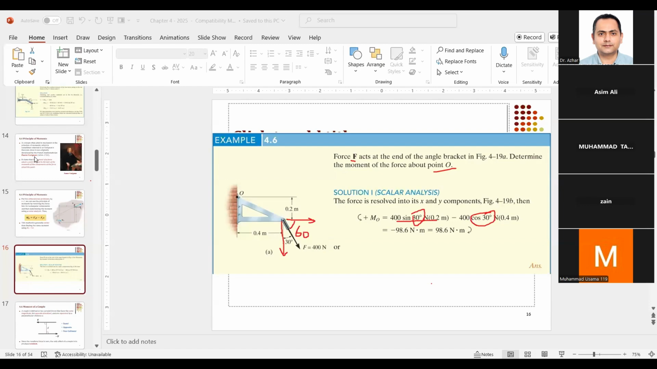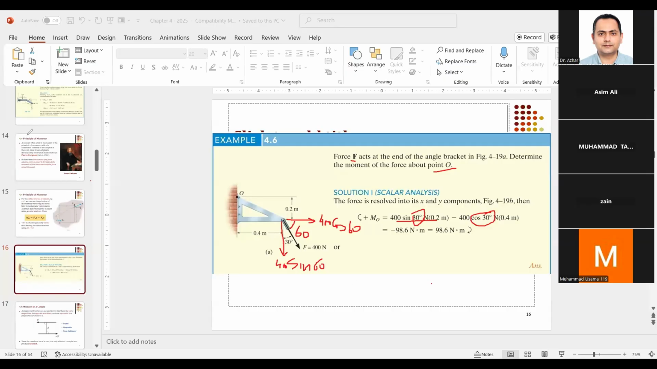Okay, this one, let me write it down. This is 400 cosine of 60, and this is 400 sine of 60. It's very hard to write with this, and I don't have a mouse actually. Maybe with the mouse it's easier. Okay, so this is 400 sine of 60 degree.